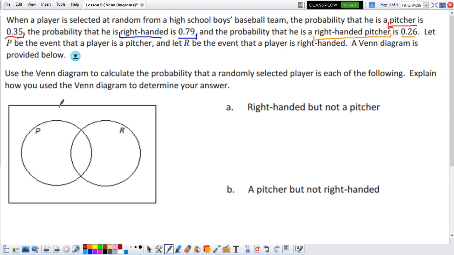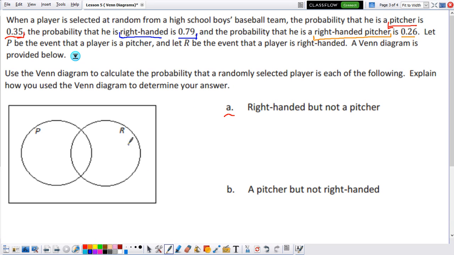Okay, excellent. Now, let's use the Venn diagram to calculate the probability that a randomly selected player is each of the following, and we want to explain how we're going to use the Venn diagram. Here we want to know the probability for a person to be right-handed but not a pitcher. So the first thing I want to do is put those numbers in the Venn diagram.